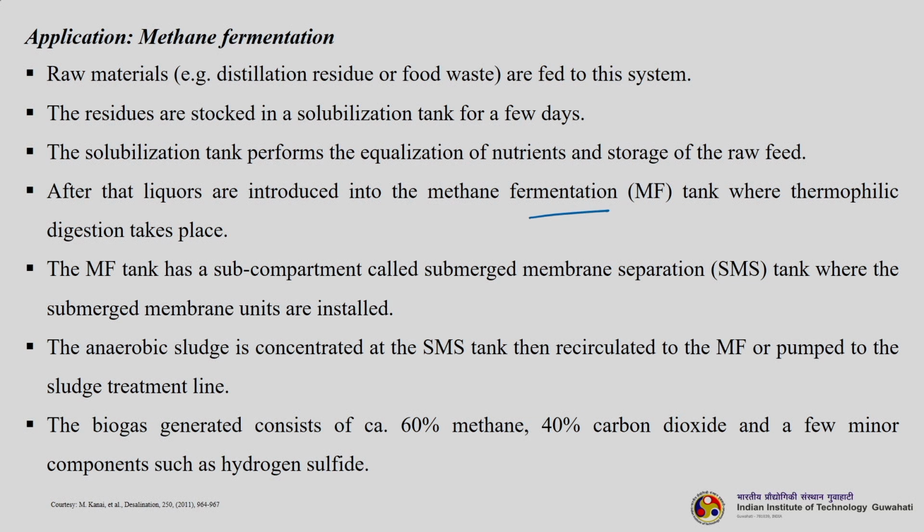place. Now, the MF tank has a subcompartment called submerged membrane specific separation tank, the SMS tank, okay, where the submerged membrane units are installed. The anaerobic sludge is concentrated at the SMS tank, then recirculated to the MF or pumped to the sludge treatment line. The biogas generated consists of 60% methane, 40% carbon dioxide, and a few minor components such as hydrogen sulfide.